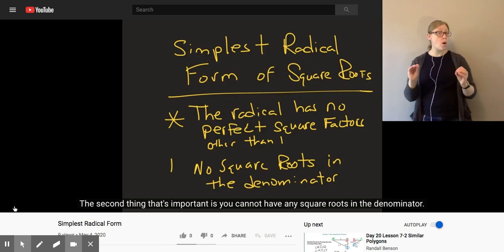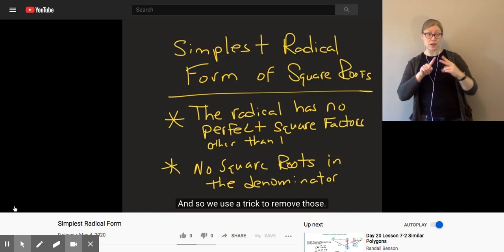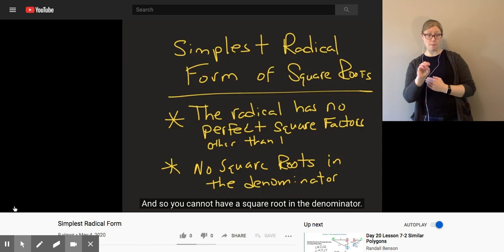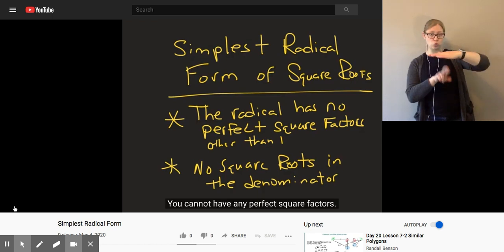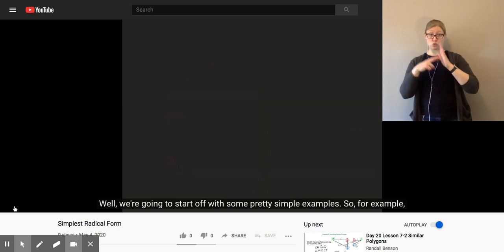The second thing that's important is you cannot have any square roots in the denominator. And so we use a trick to remove those. And so you cannot have a square root in the denominator. You cannot have any perfect square factors. So we're going to start off with some pretty simple examples.